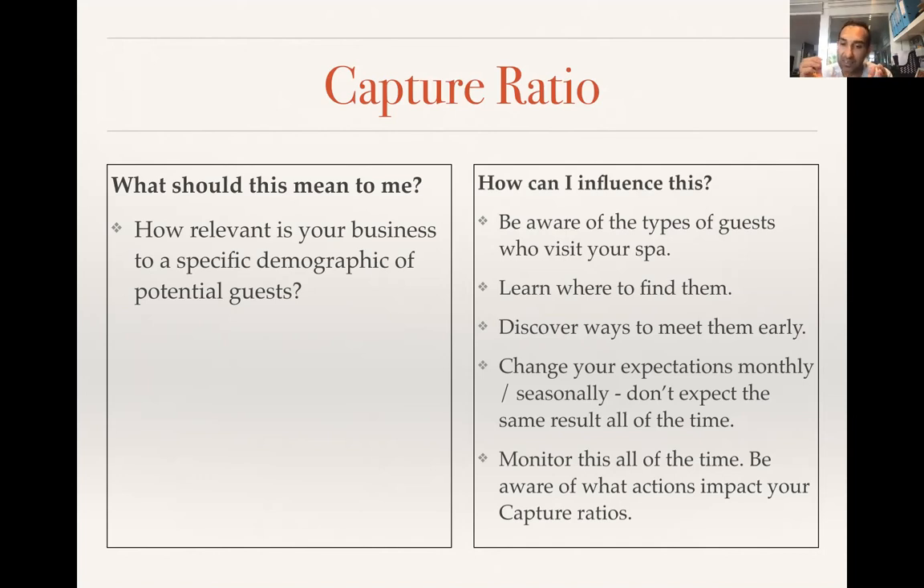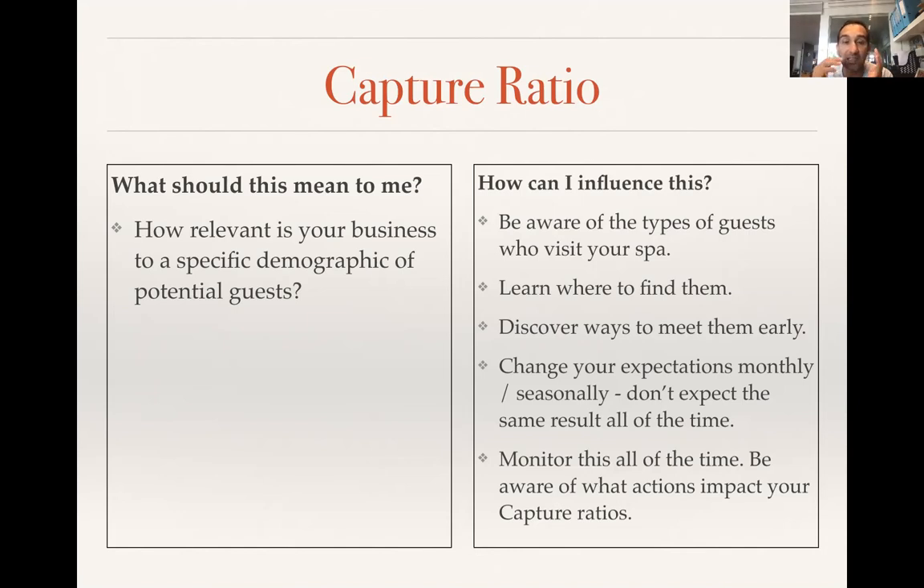Okay. Next, on top of that is you must monitor this all the time. If you want to make an impact in this KPI, you want to make sure that you know your business is relevant to the market that you are trying to serve. You must monitor this and you must look at multiple possibilities of how you can improve this. Okay, so that's capture ratio.